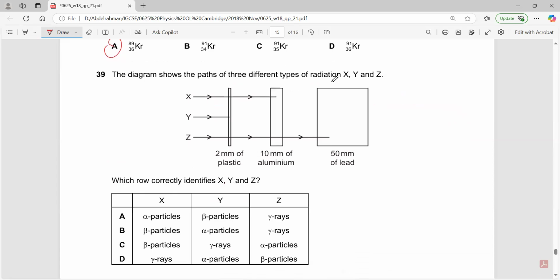Moving on to 39, you have X, Y, and Z. X was stopped by a sheet of aluminum, Y was stopped by a sheet of plastic, and Z was stopped by a lead wall. Then X is beta, Y is alpha, and Z definitely is gamma rays.